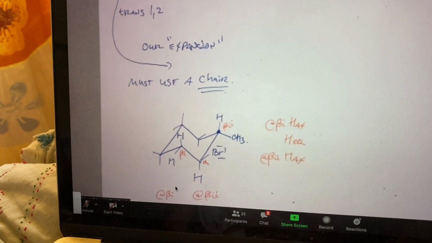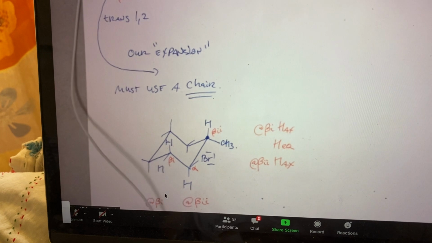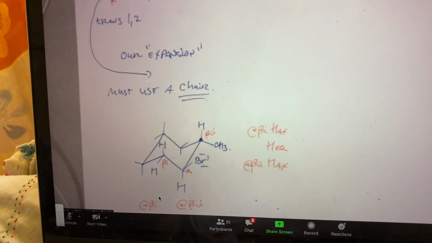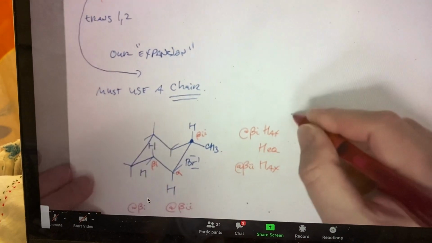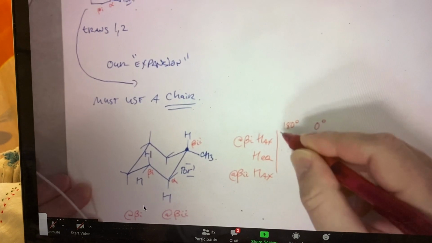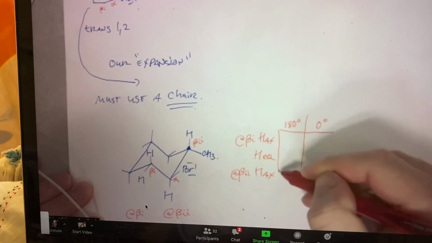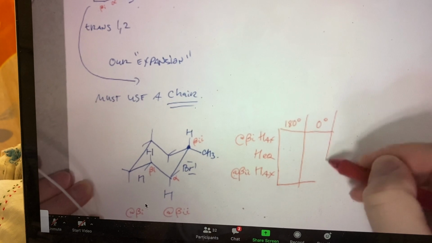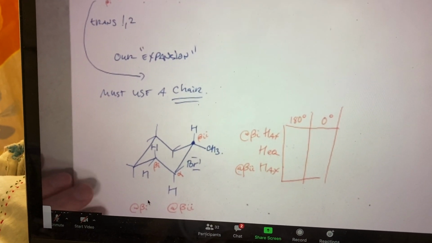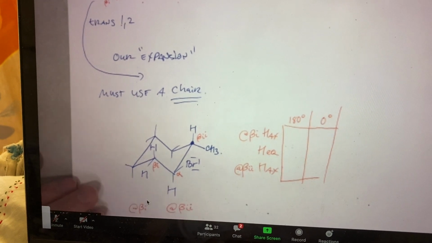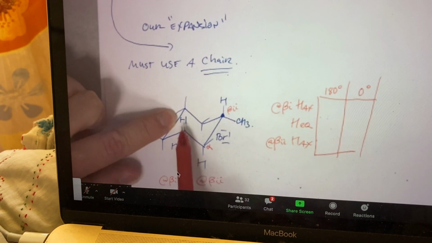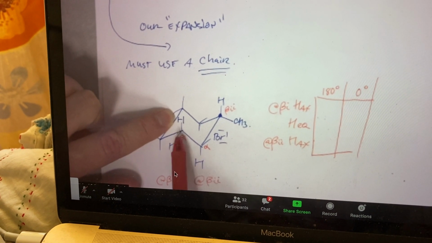We're going to do a thought exercise now and figure out if any of these are reactive. To be reactive, they have to be either 180 degrees or 0 degrees to our leaving group. This is why I don't draw tables very often. It's off to a bad start. Let's look at the beta 1 position. Let's look at its axial hydrogen. What's the relationship between this hydrogen and this bromine in bond angles?